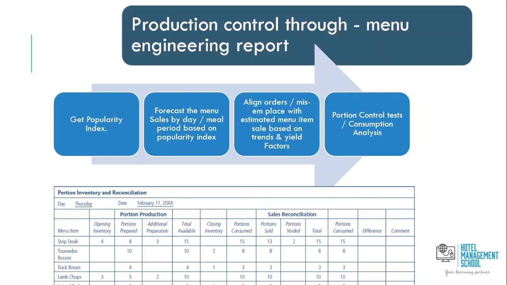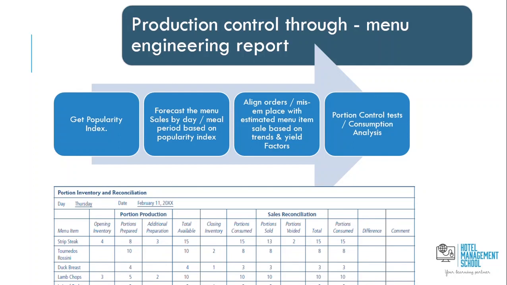So this is a small reconciliation of purchase inventory. For example, the portion production. So menu item, we have different menu items, right? Opening inventory 4, then you have portion prepared. How many portions do we prepare the whole month? 8. And then additional preparation is 3. So total available is 15.